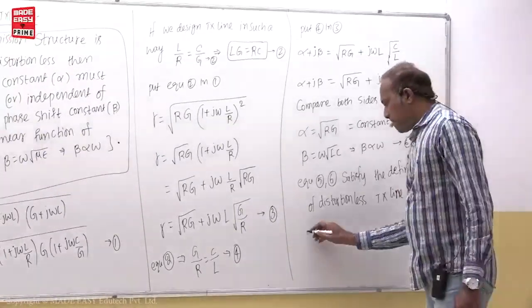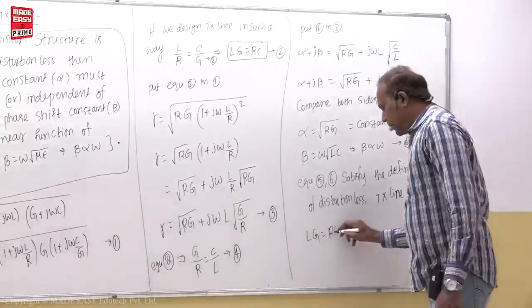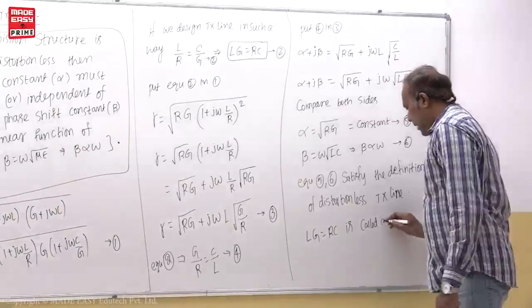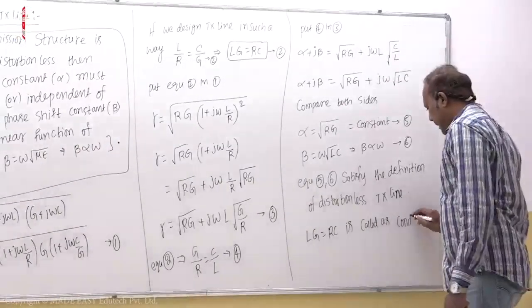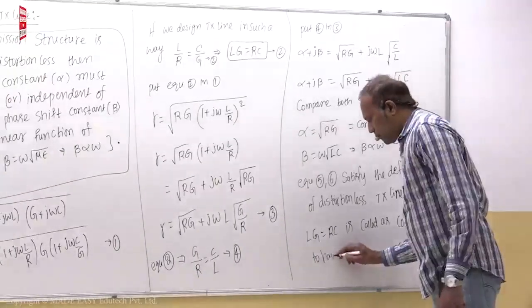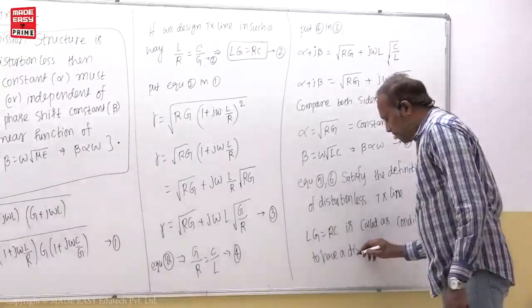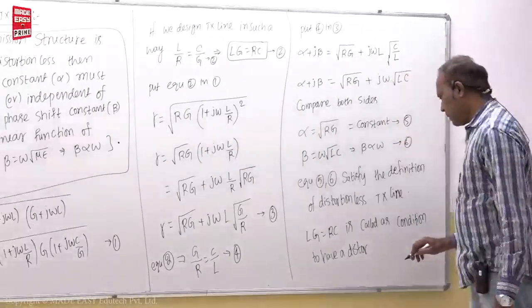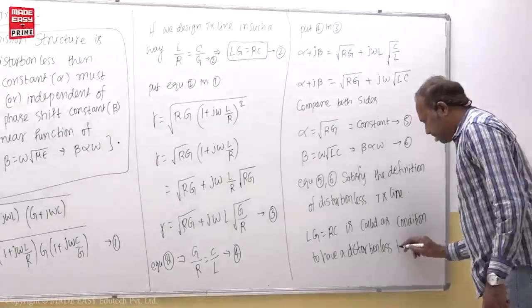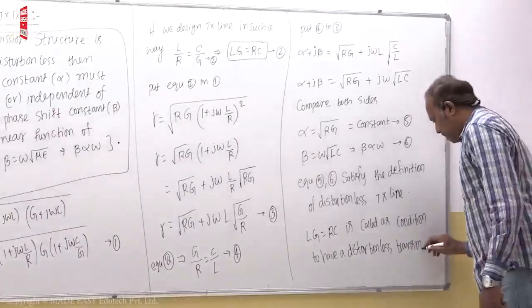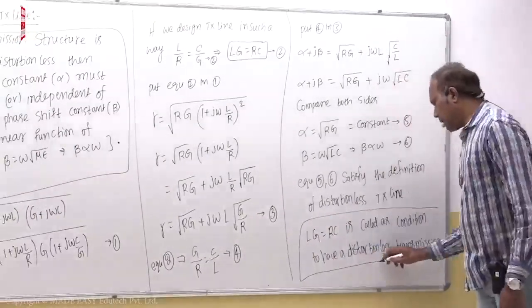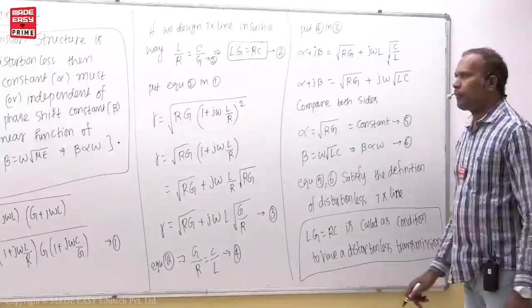So, LG is equal to RC is called as the condition to have a distortionless transmission. Condition to have a distortionless transmission. Okay.